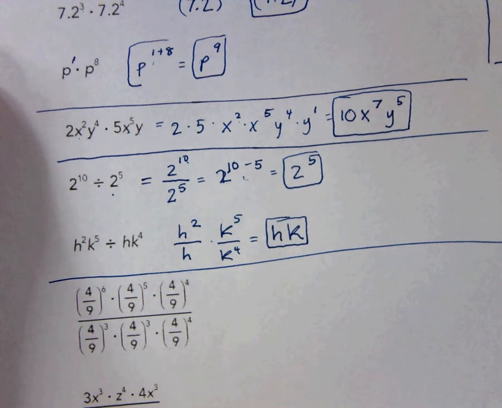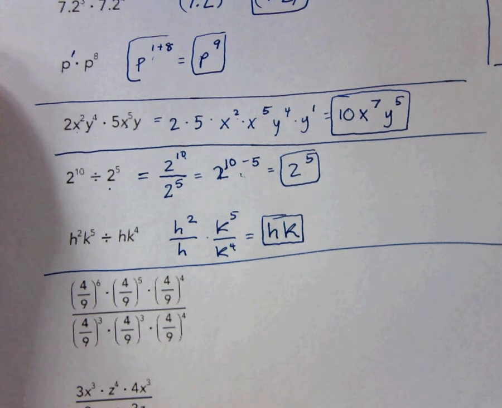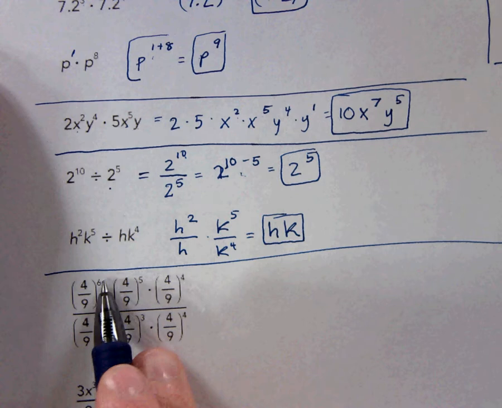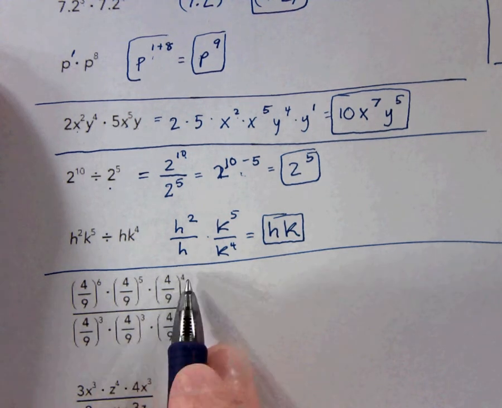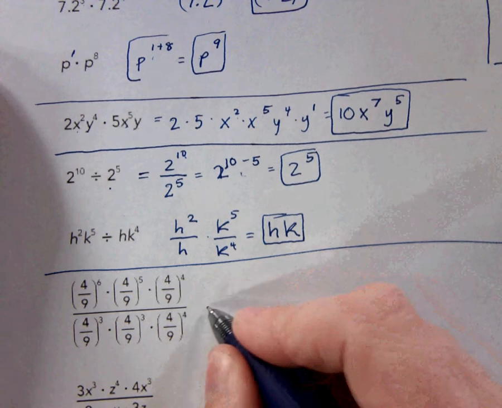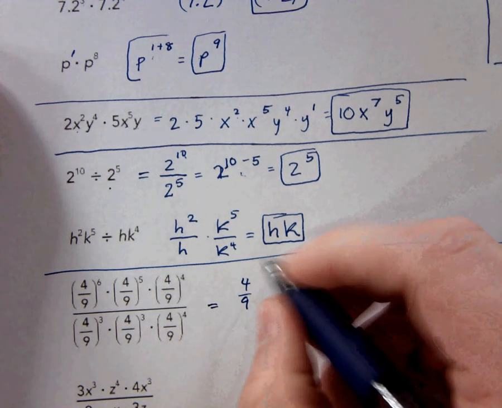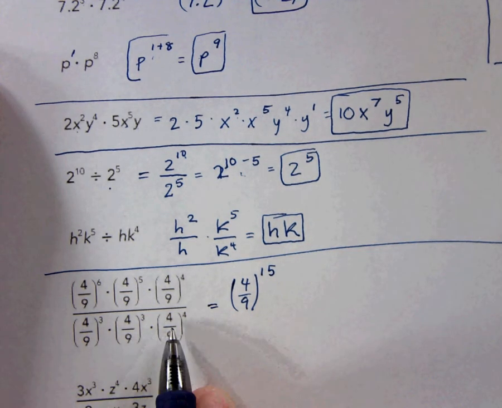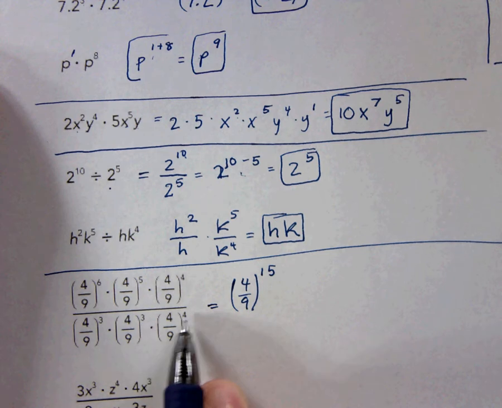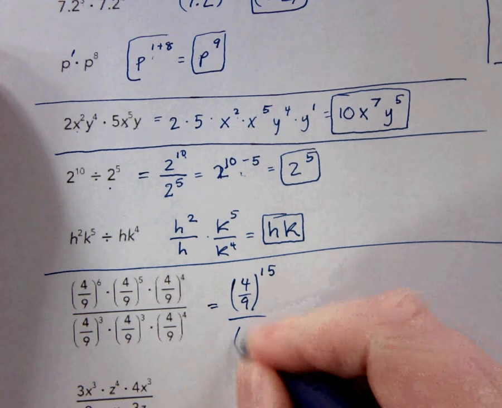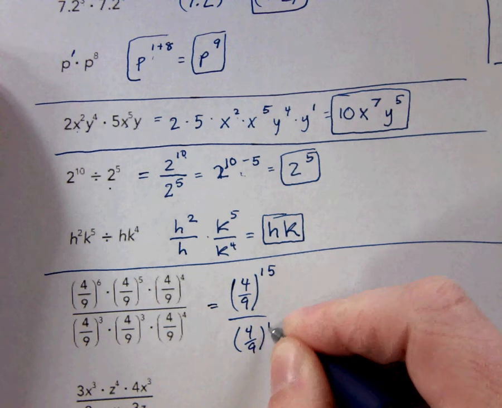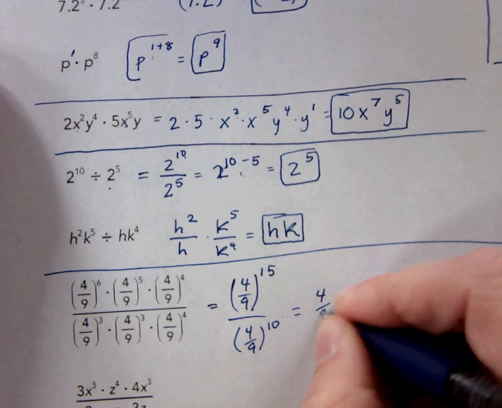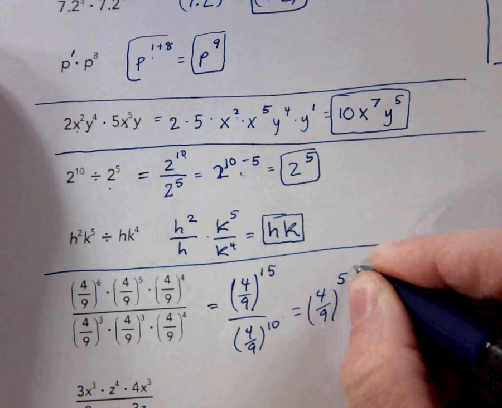There's a lot going on in this one. Lots of 4 ninths, 4 ninths, 4 ninths, 4 ninths. But thankfully, because it's all the same base, I can just worry about the tops. I can say, okay, this is 4 ninths to the 6th, 4 ninths to the 5th, 4 ninths to the 4th. If I add all these up, 6 plus 5 is 11, plus 4 more gets me 4 ninths to the 15th power. And then if I add all these up using the product rule, 3 plus 3 is 6, plus 4 is 10, over 4 ninths to the 10th power, and it's just 15 minus 10 gives me 4 ninths to the 5th power.